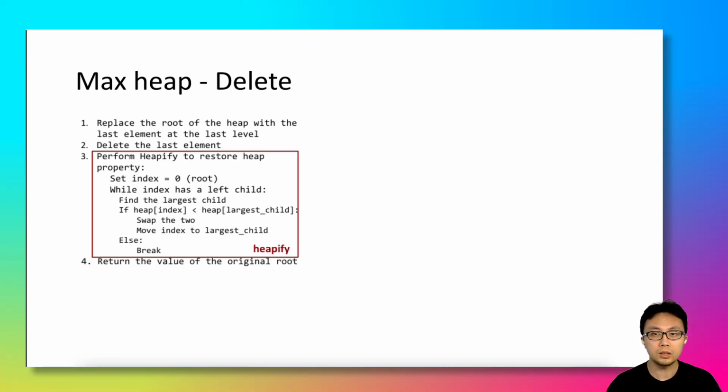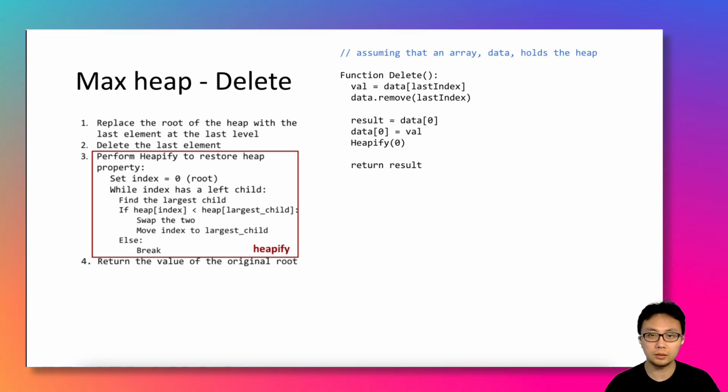To translate these steps to pseudocode, you will have a delete method. The delete method does a few things. The first 2 lines store the value of the last node at the last level before removing it. The next 2 lines store the value of the root before replacing its value with the last node's value.